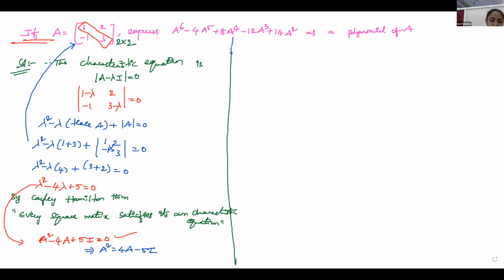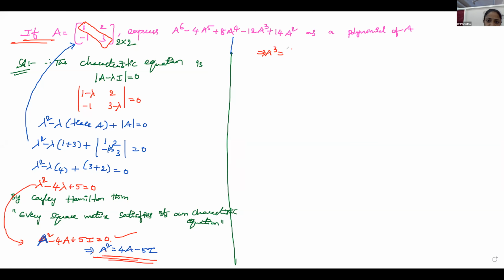Okay, ma'am. So a square equal to 4a minus 5i. Okay, so we have to write here a square, so a square we can write in terms of a. That's why this will be a square equal to 4a minus 5i. If I multiply a on both sides, then a into a square is a cube, equal to 4a square.